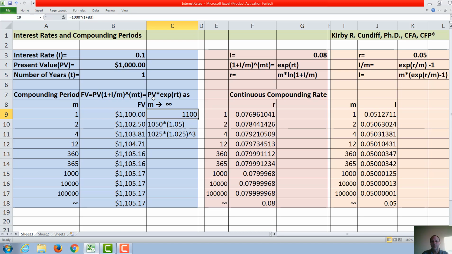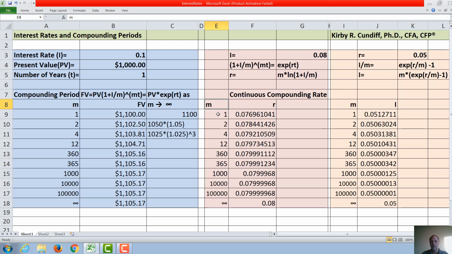So if I whack off the PVs on both sides, I'm going to end up with 1 plus I over M to the MT equals e to the RT. We can also take it to the 1 over T power and it'll eliminate the T on both sides. And then you would solve for R by taking the inverse of the exponential, which is the natural log, and we're going to end up with M times the natural log of 1 plus I divided by M. Again, we will look at the different compounding periods M going from 1, 2, 4, etc. So these are our compounding periods M, and we'll have M equals 1, 2, 4, 12, 360.